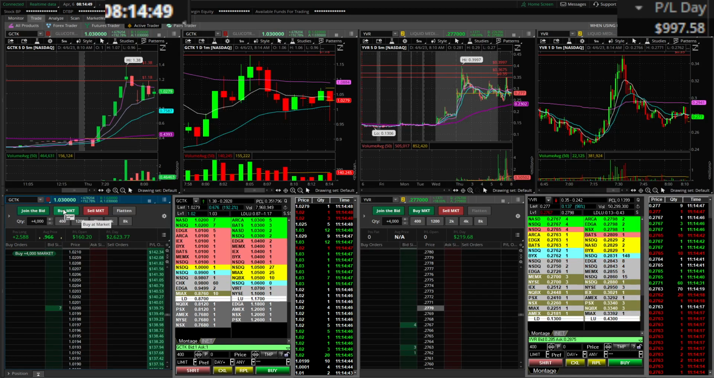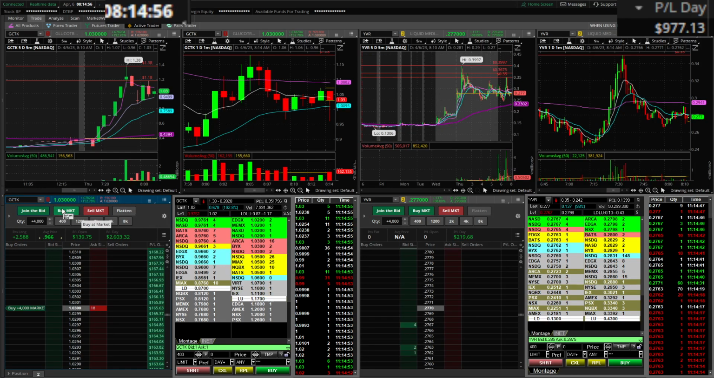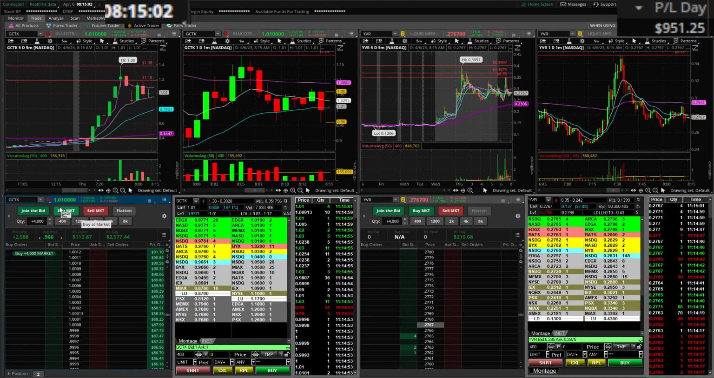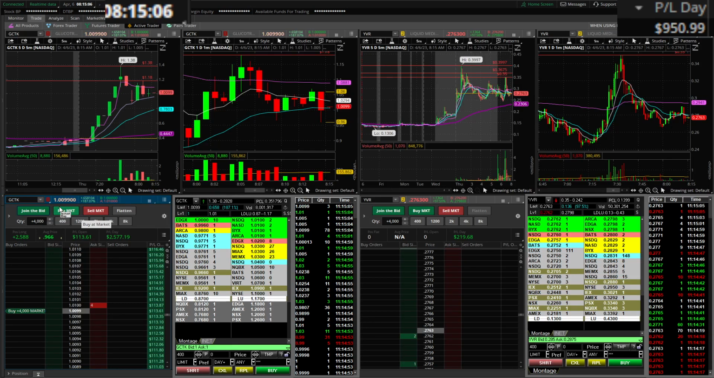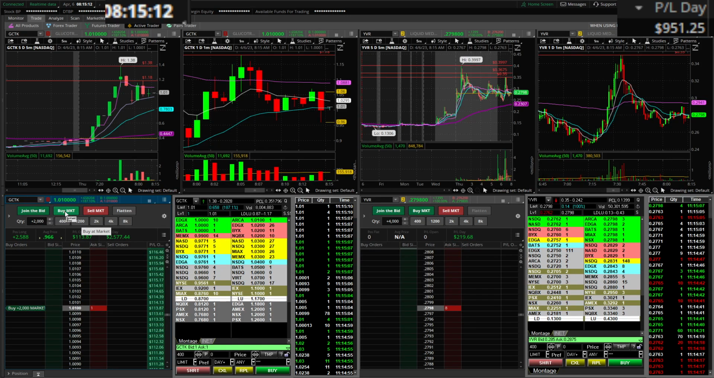Oh, we like seeing that. We like seeing that kind of bounce. Watching 101. Wants to see the bid come back up, otherwise the ask isn't going anywhere. There we go, watching 103. Looking for an add at 103.